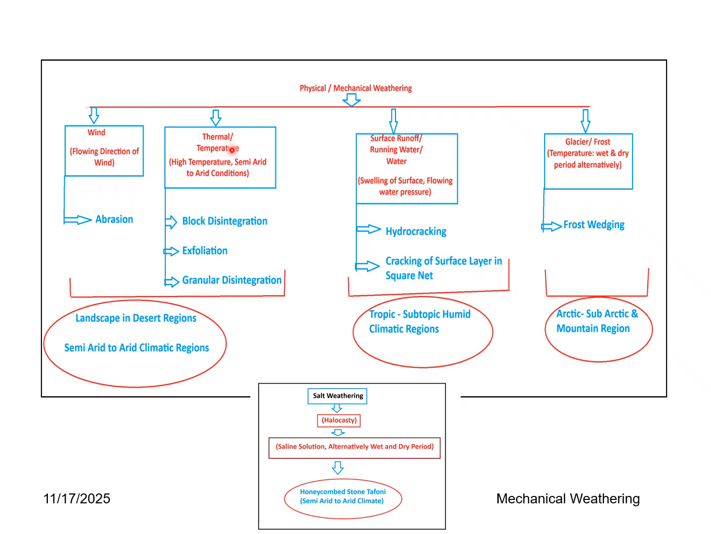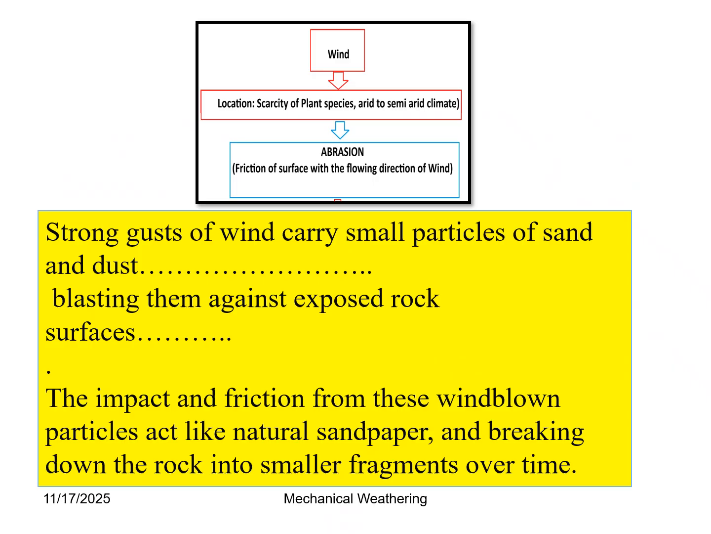The wind and thermal weathering is common in the arid to semi-arid climatic region, and physical weathering related to water and surface runoff is very common in the tropical to humid climatic region, and glacier and frost related mechanical or physical weathering is very common in Arctic to subarctic region and the hilly region or the mountain region. These are basically the five types of physical or mechanical weathering.